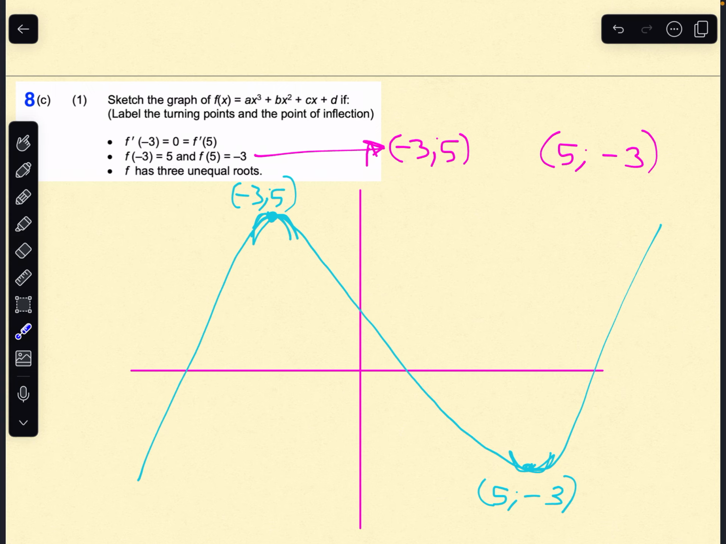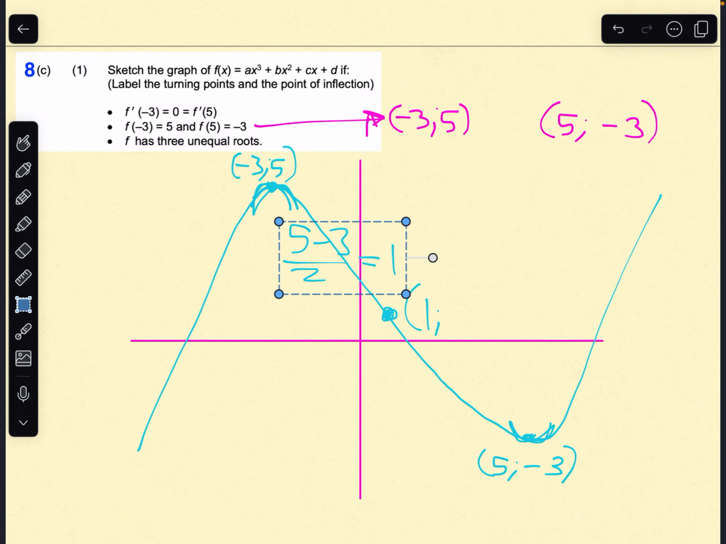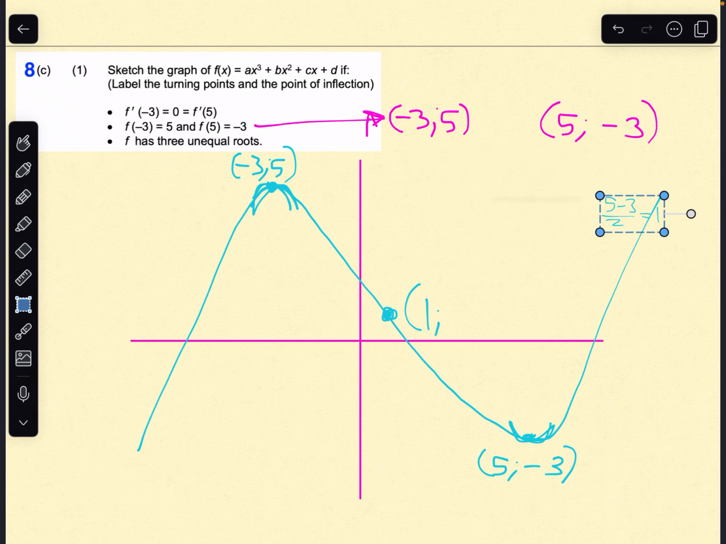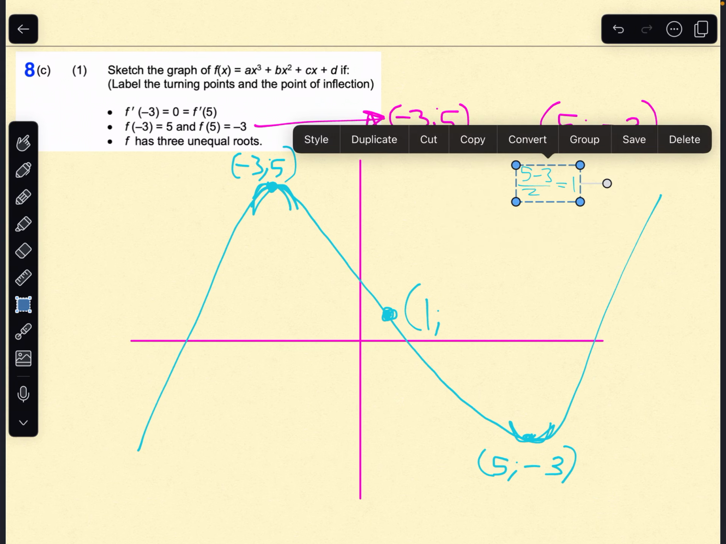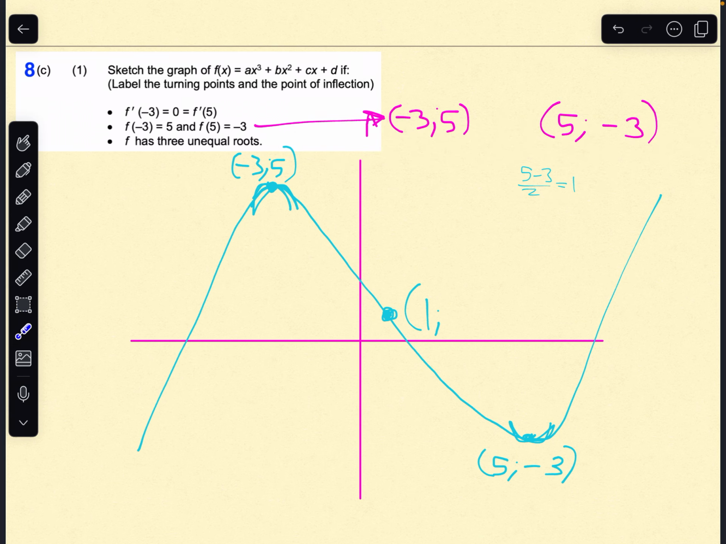So let's say it will be, well, what's halfway between -3 and 5? (5 - 3)/2 is equal to 2 over 2 is 1. So presumably somewhere here. As for what the y coordinate is, that's an interesting question. I guess that's also halfway between this y and this y. So (5 - 3)/2 as well, which is 1. So it will be (1, 1).